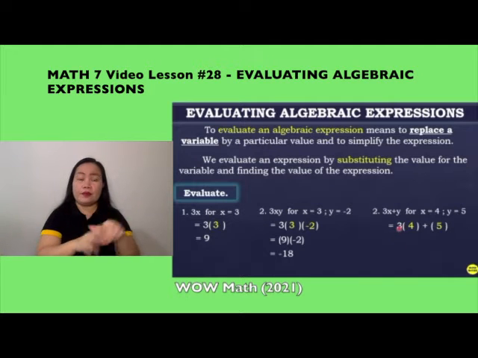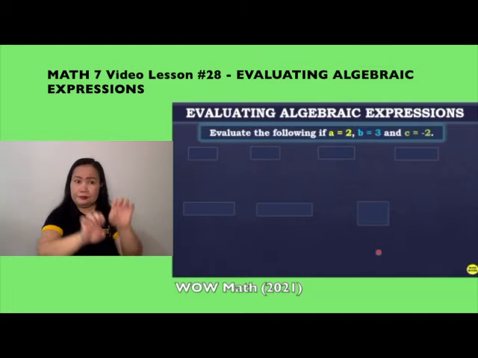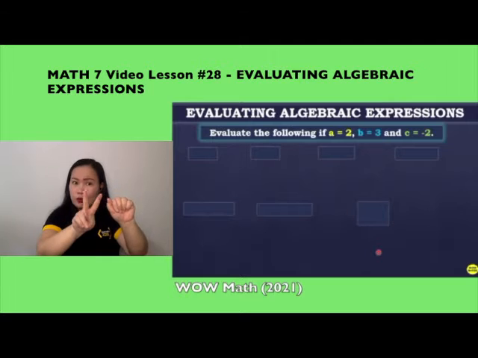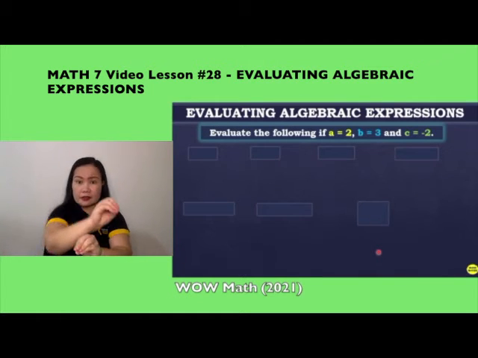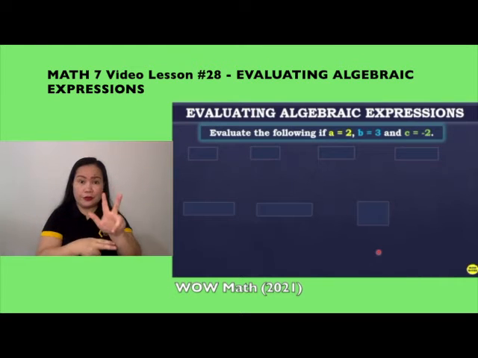Okay? So, 3 times 4, that is 12. And then, bring down 5. So, 12 plus 5, that is positive 17. Okay? Let's have more. So, I have here, evaluate the following. If A is equal to 2, B is equal to 3, C is equal to negative 2. So, what if there are three variables? Okay? So, what will we do when three values of variables are given? So, like this, A, B, C.